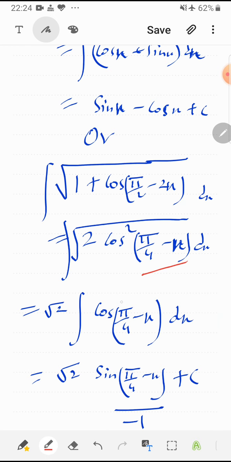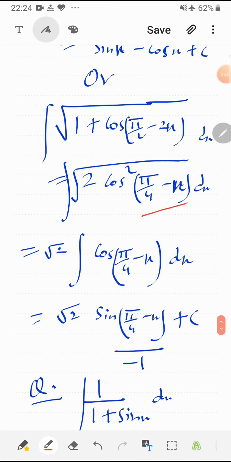2 can be written outside, which is root 2, and cos square x can be written as cos x, as root is there. So its integration is sin of pi by 4 minus x upon minus 1, due to the derivative of pi by 4 minus x. So this will be written as minus 1 in the denominator.